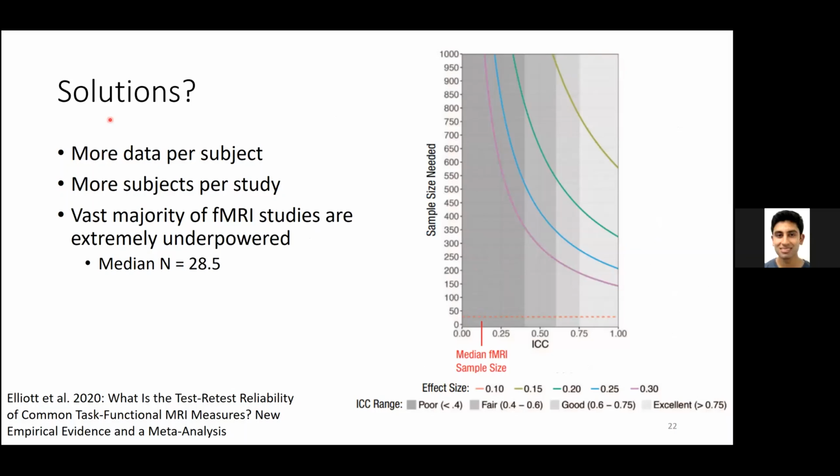The solutions that this paper posed were relatively straightforward. It's just you need more data per subject and more subjects per study. And what they state is that the vast majority of these fMRI studies that are published are extremely underpowered.